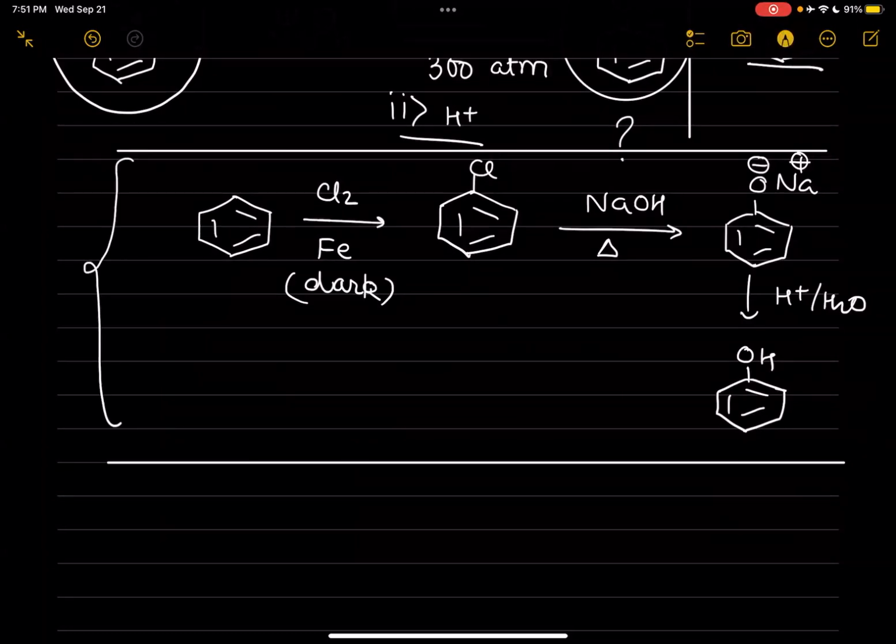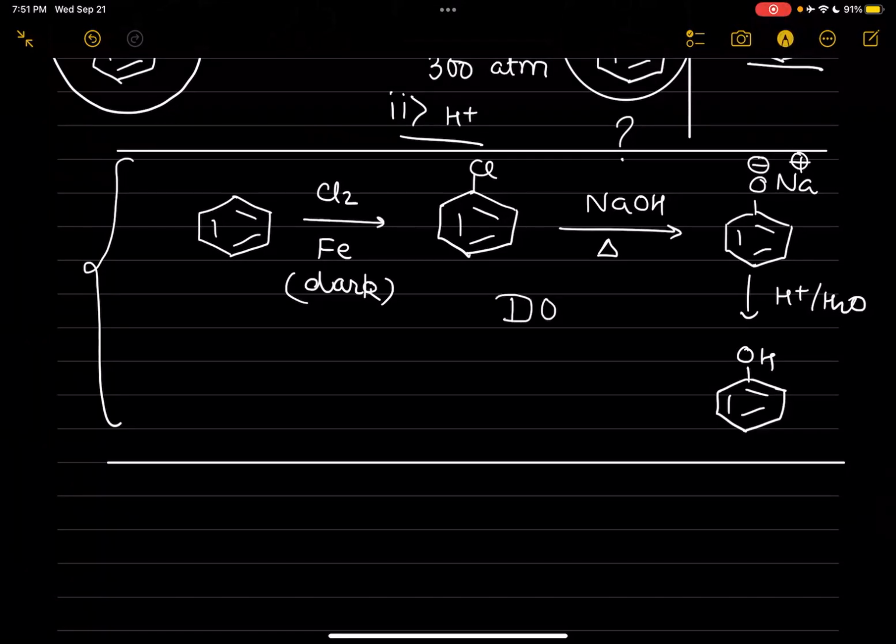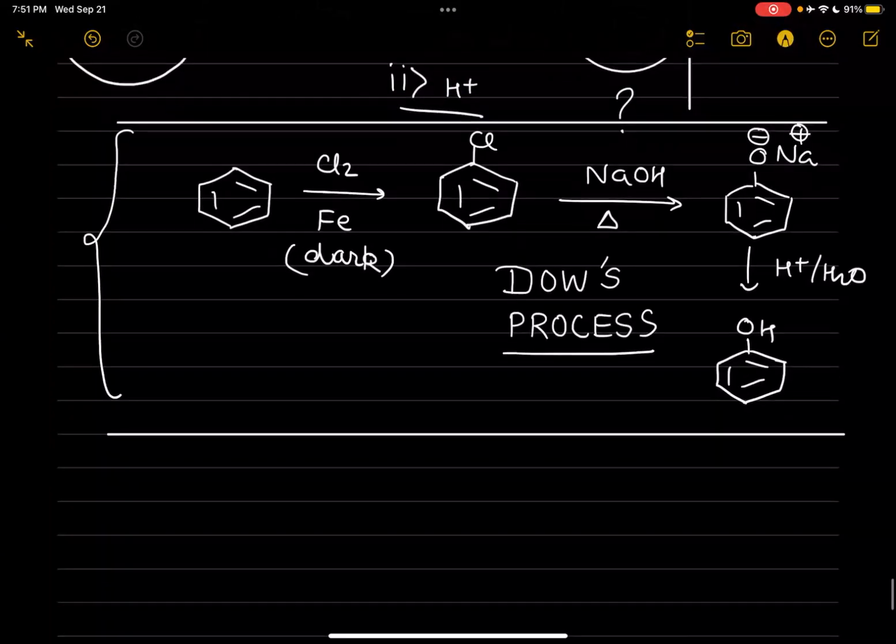Is it clear? Rian, Abdullah, is it clear or not? Imad? Yes, sir. And this process via chlorobenzene to phenol is known as Dow's process. Dow is a very big chemical name.